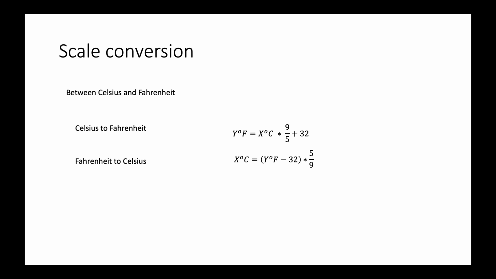If you're going from Celsius, you want to times the Celsius number by 9 and divide it by 5, and you want to add 32 to this number to get the Fahrenheit.